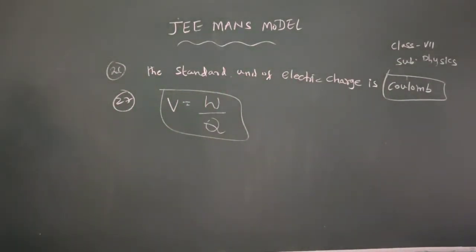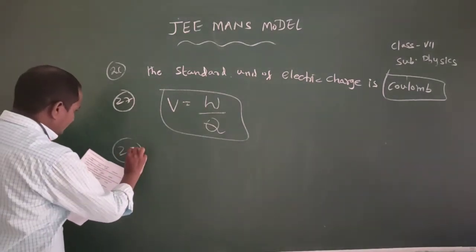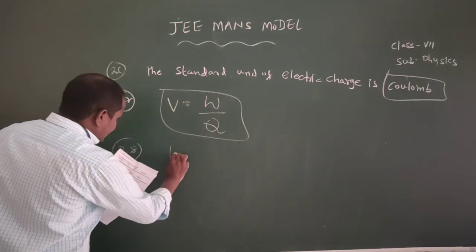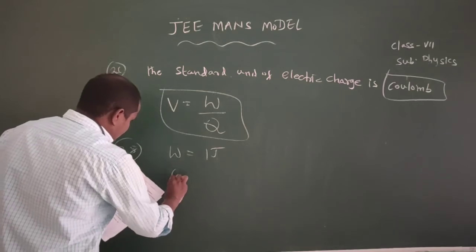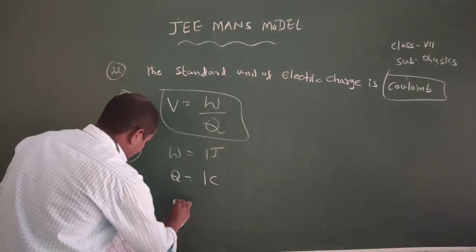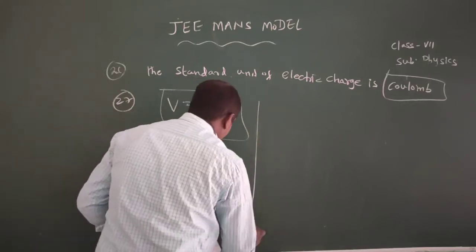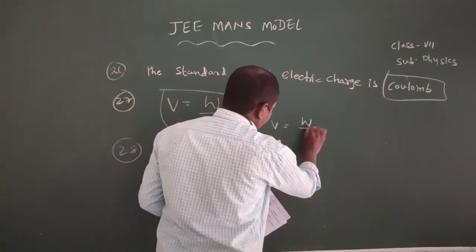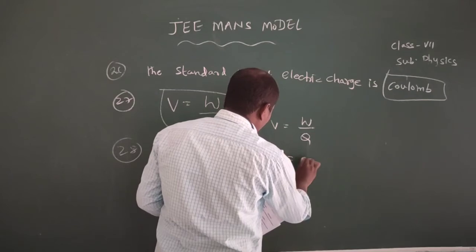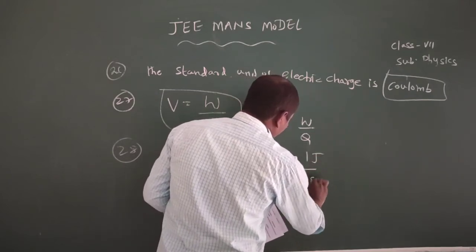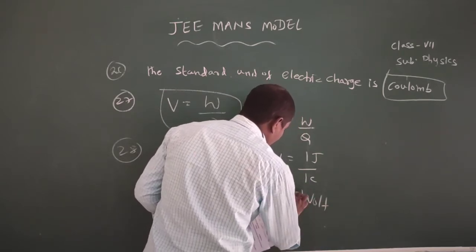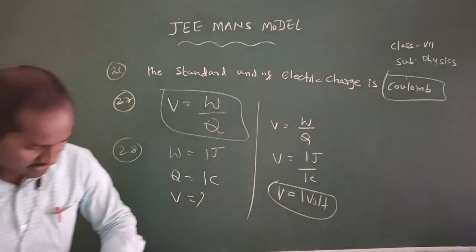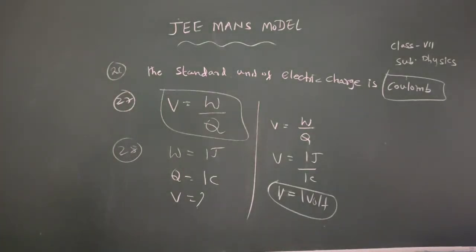Next one, a coulomb charge is moved between 2 points by doing a work of 1 joule. The potential difference between the 2 points is? Question 28. Work done is given, W equal to 1 joule. Next, Q is given, equal to 1 coulomb, then V equals how much? So we know that V equals work done by charge, so V equals 1 joule by 1 coulomb, that equals 1 volt.